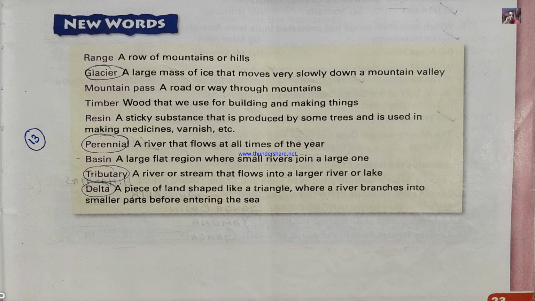Let's go towards the next one, mountain pass. So this is also concerned with a mountain. Two mountains are there, and people used to cross. They cannot climb the very high mountain ranges, but they will find a way in between the two mountains. That would be a mountain pass. A road or a way through the mountains is known as a mountain pass, like the Jozila Pass.